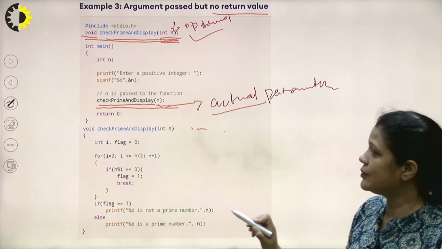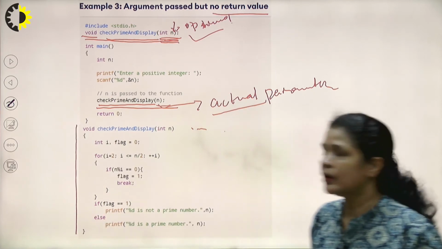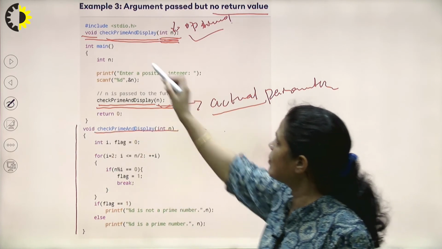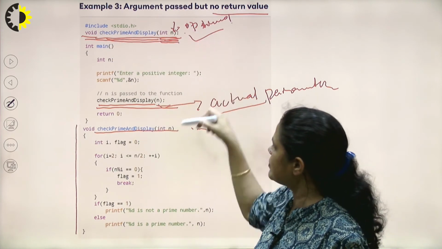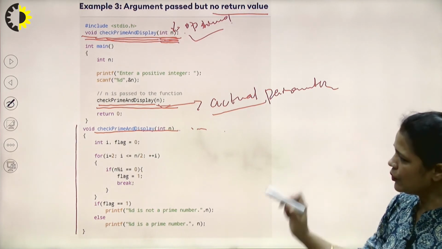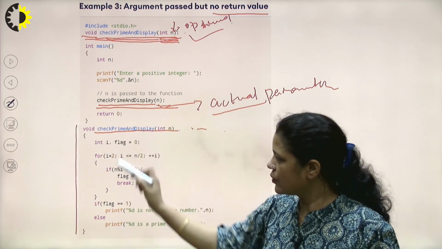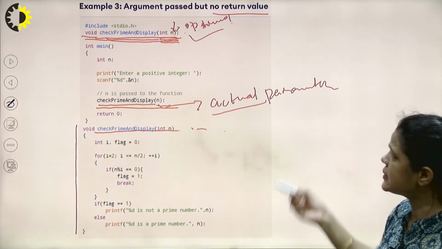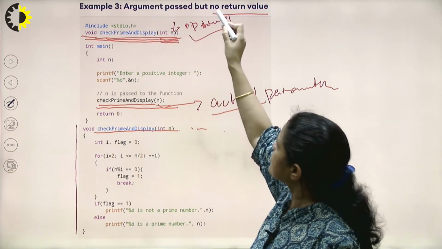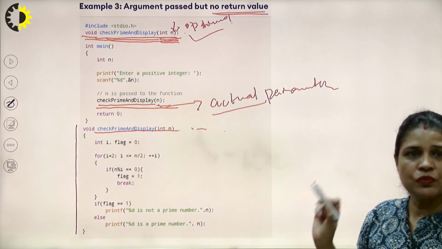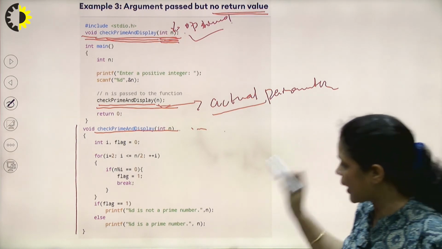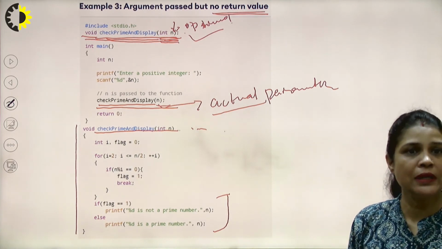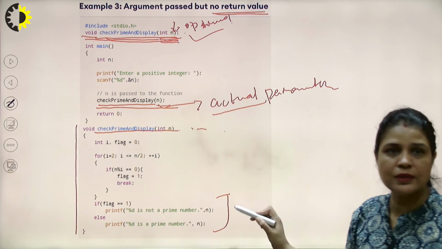The third important thing is the function definition. At the time of function definition, the function header will be the same as the function prototype except for this semicolon, right? Now come to the function body. At the time of writing the function body, we will write the logic part. As this is the category where the function is not returning any value, what will we do? We will write the output here inside the function. We will display the output here inside the function.